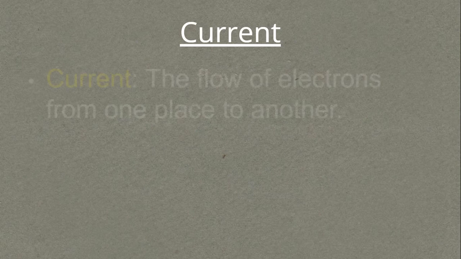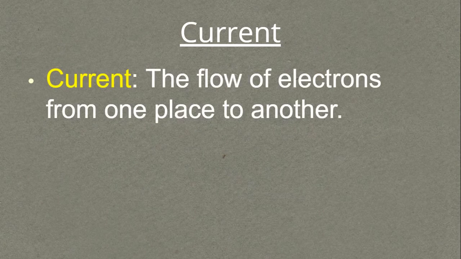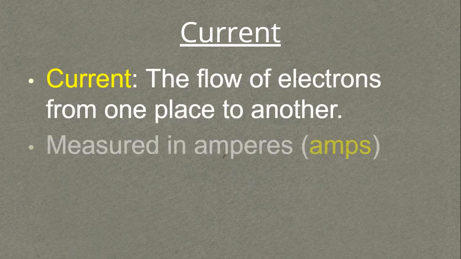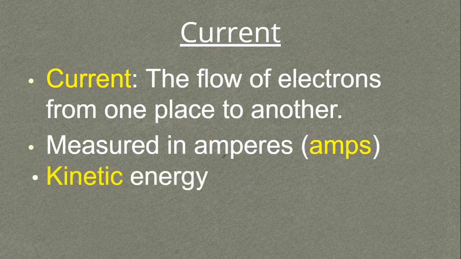All right, lastly, we have current here. So current is the flow of electrons from one place to another. Current is measured in amperes or amps. You might be familiar, that's the same thing we were talking about with guitars and amps. That's current. Now, current is an example of electrical kinetic energy, moving electrical energy.